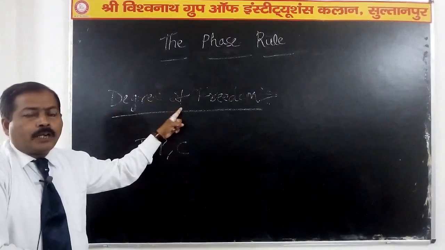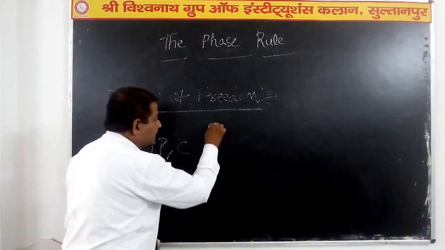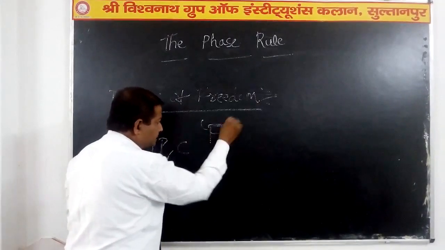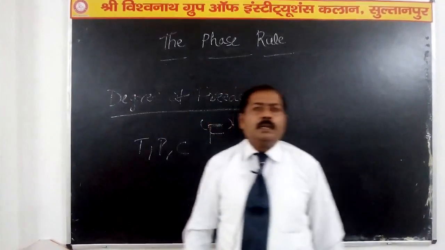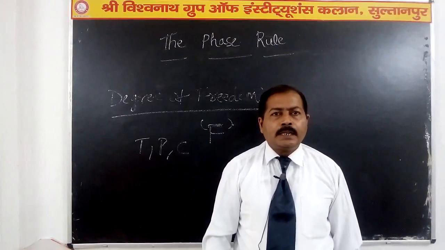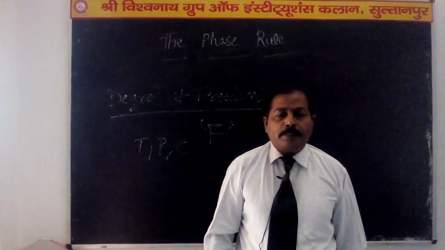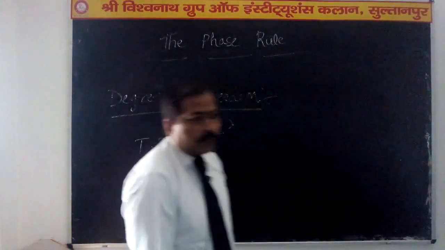The degree of freedom has the symbol capital F. The degree of freedom may be non-variant, monovariant, bivariant or trivariant. It depends upon the value of F, that is the degree of freedom. Let us take one by one.